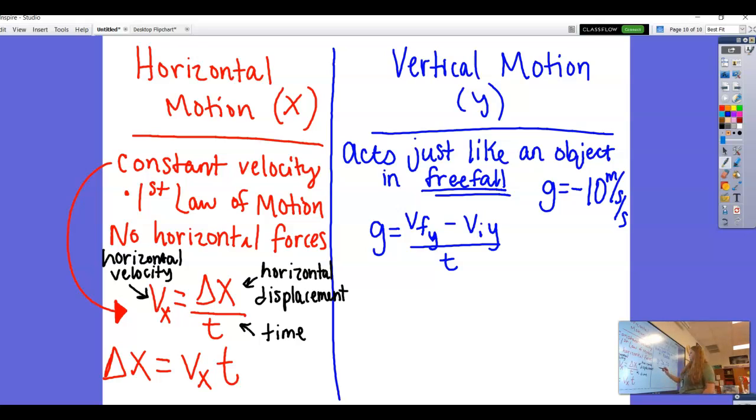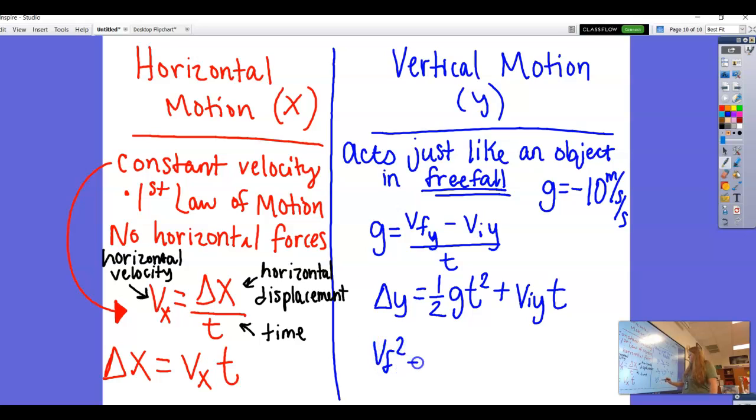All right, our second equation is delta y. This is a height equation. Delta y equals 1/2 gt squared plus our initial velocity in the y direction times time. There's our second equation. And then finally we have one more equation. Vf squared equals Vi squared. Now I need to put y's on both of these because we're talking about just the vertical direction now. Plus 2 times G times delta y.